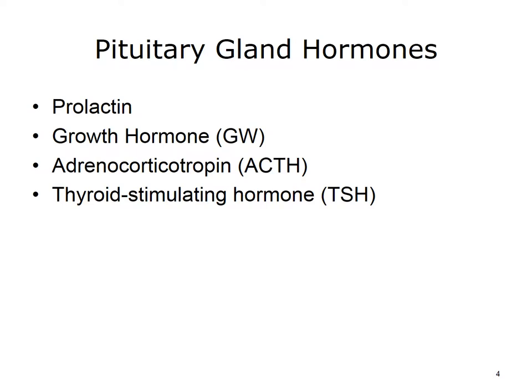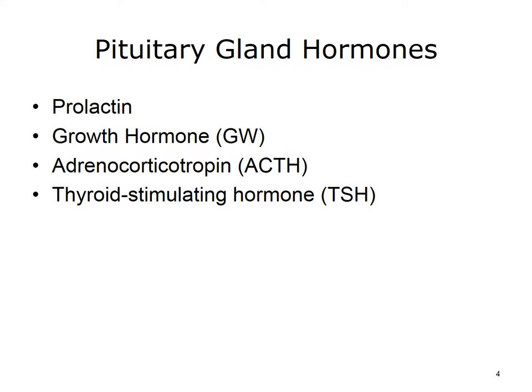The following is a list of hormones produced in the pituitary gland, along with a brief description of their functions. Prolactin is responsible for the development of breasts in females and lactation after birth. Growth hormone, or GH, is responsible for generating the growth and development of bones and other tissues in our body.